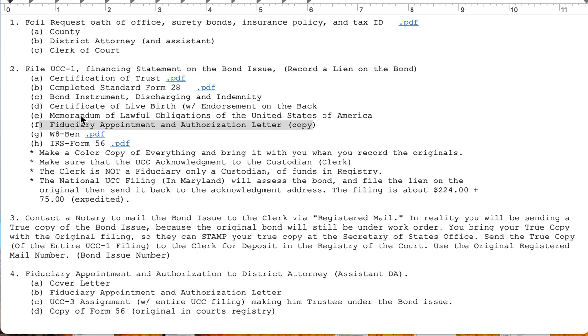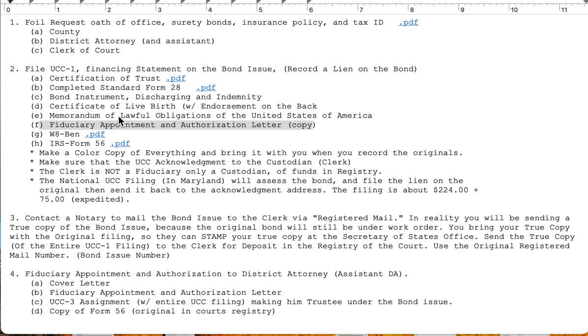You're going to see in the cover letter to the fiduciary, he's been appointed as fiduciary. He's been given the Form 56, and we let him know in his instructions. He is required to let the IRS know within 10 days of his receipt of the property that he has been appointed fiduciary. We didn't make that up. The IRS requires him to do that. And therefore, we have enclosed a completed Form 56 for his signature for that purpose.